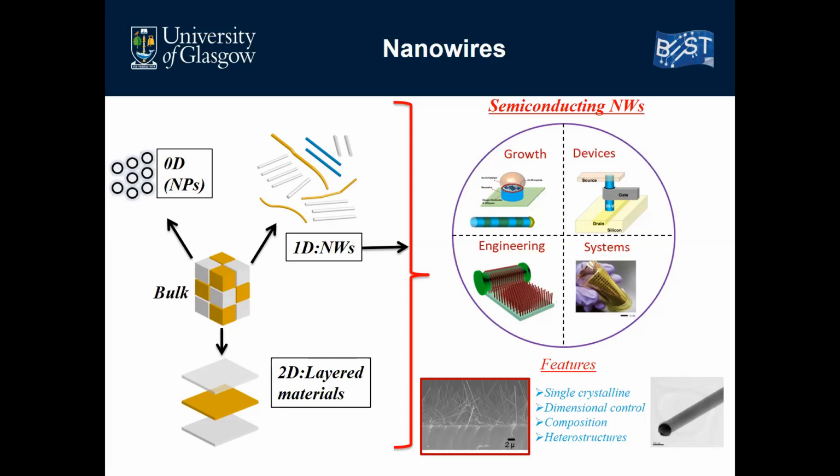And the research in semiconducting nanowires covers different classes of materials: metals, semiconductors, and dielectrics. And semiconductor nanowires have significance for various applications, starting from devices, sensors, energy harvesters, and flexible and large-area electronics.